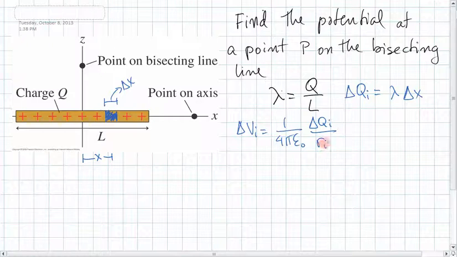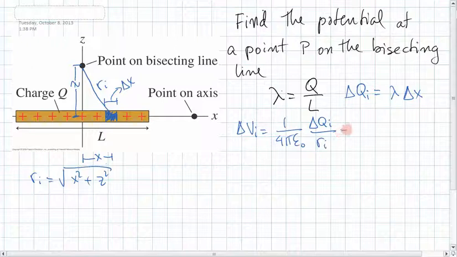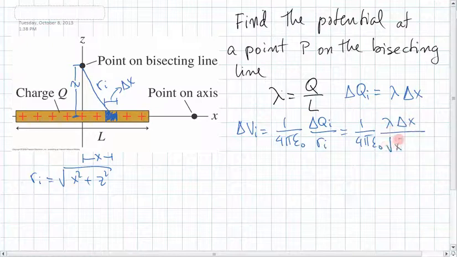What is this Ri? Well, that is the distance from this element to the point here. And if this coordinate here is Z, right, coordinate Z, then this Ri is equal to the square root of x squared plus z squared. So then we can rewrite this as 1 over 4 pi epsilon naught lambda delta x divided by the square root of x squared plus z squared.